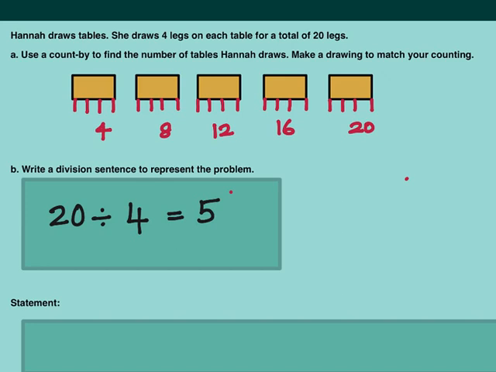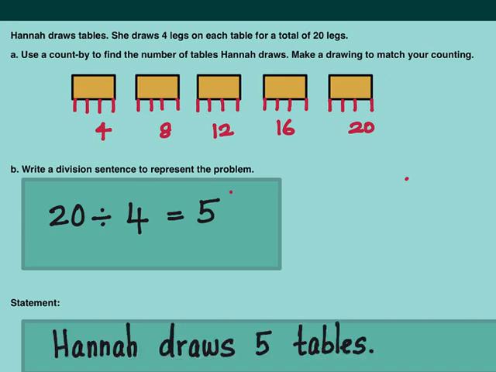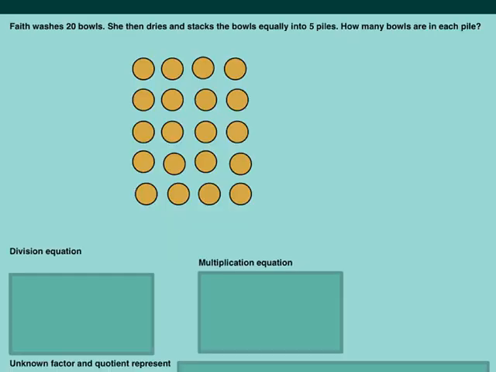Finally, we have to write a statement for this problem. The statement here is: Hannah draws 5 tables. That's a statement for this problem.